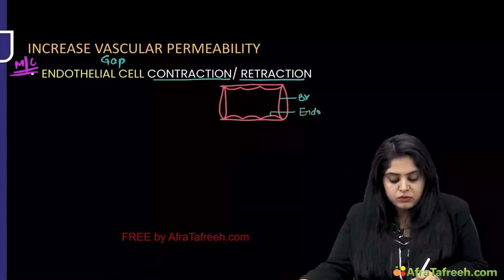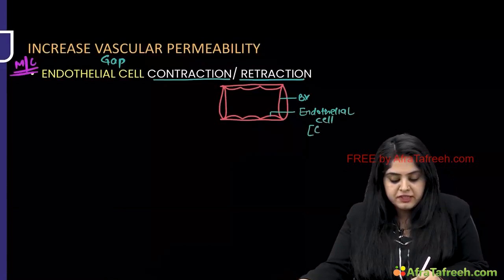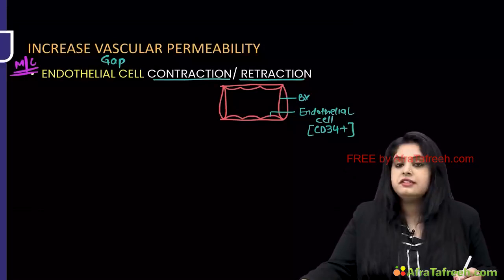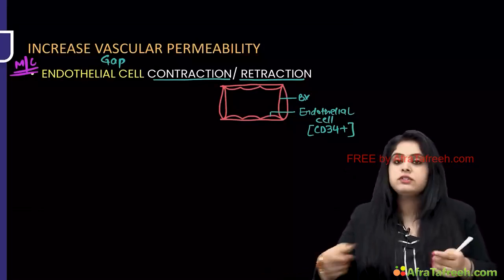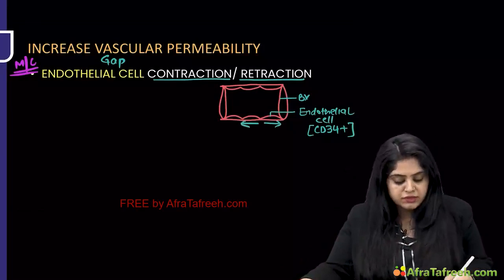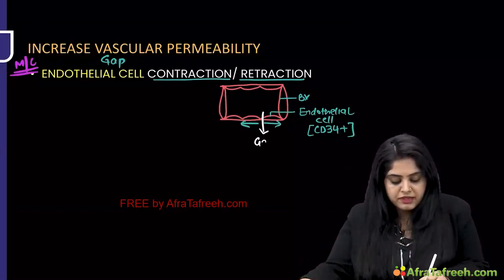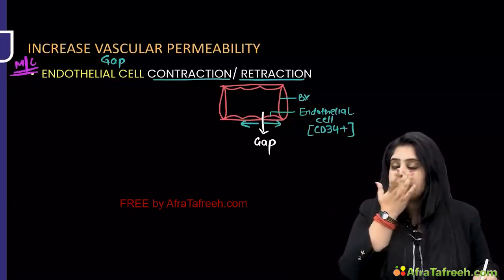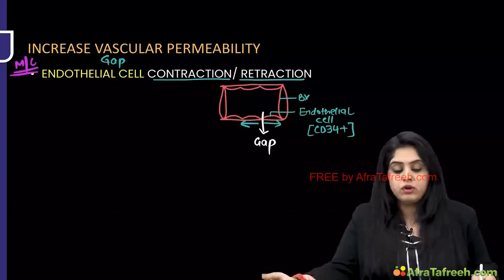By now everyone knows what is the CD marker for an endothelial cell. Endothelial cell is CD34 positive. CD markers have started, okay? CD marker 34 positive. These endothelial cells say we will contract. So this moves in this direction, this moves in this direction. What is formed here? There is a gap formed. So endothelial gap formation either by contraction or by retraction.